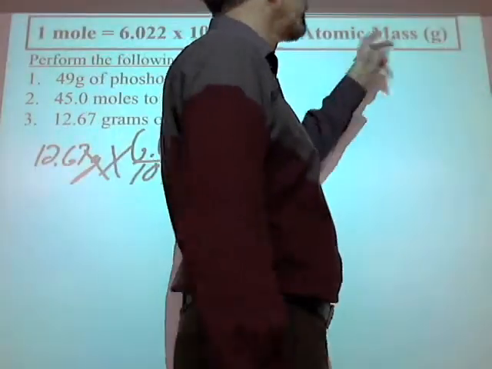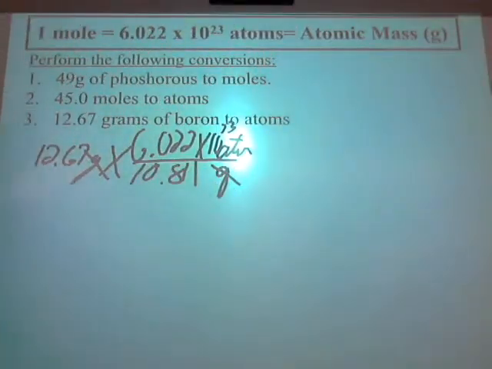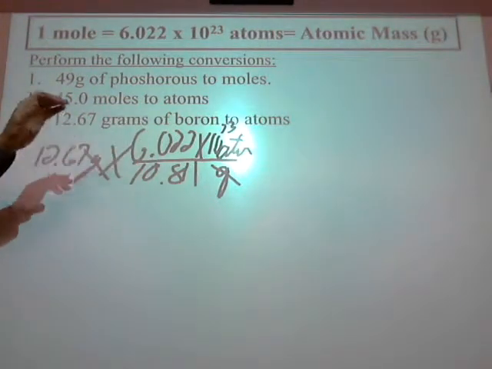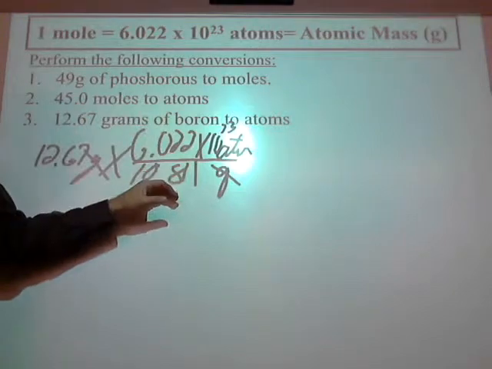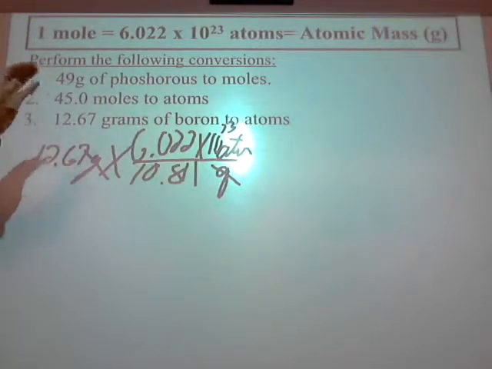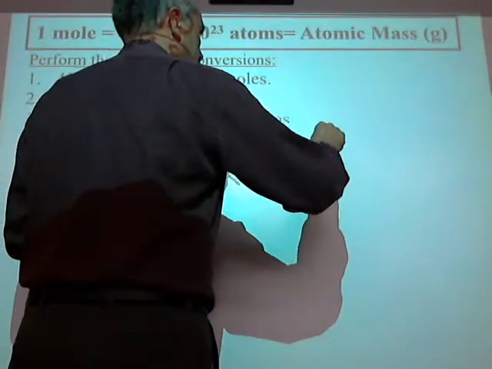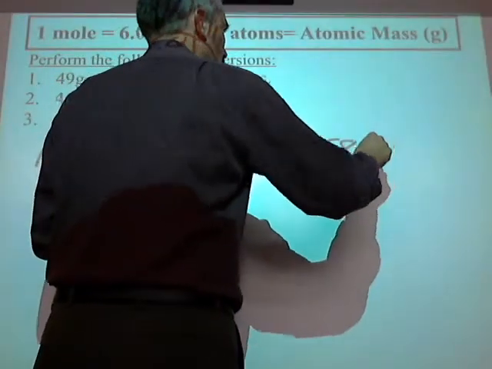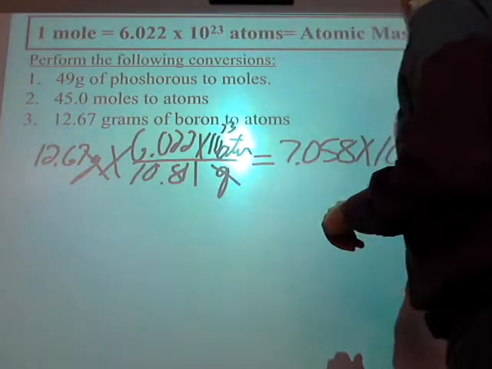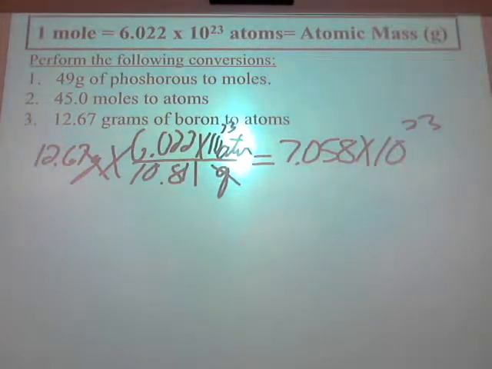10.811. Yeah, now it doesn't always go there, but it goes there because the atomic mass goes next to grams. Atomic mass of boron is 10.811 grams. Do the math for all that. Once again, if you do it right, this times that divided by that, what should you get for an answer, Bob? 7.058 times 10 to the 23rd. Let's see if everybody agrees with that. 7.058 times 10 to the 23rd. One more thing.